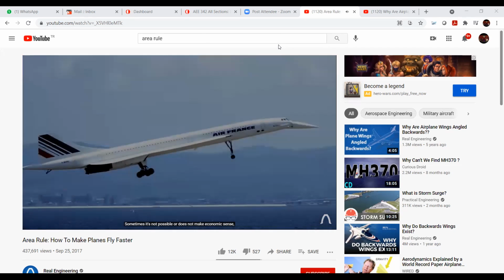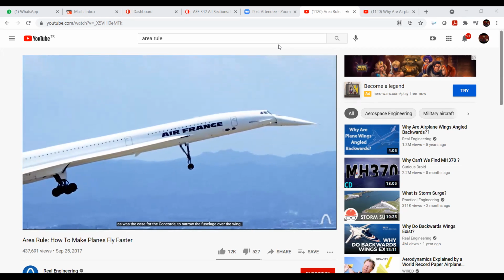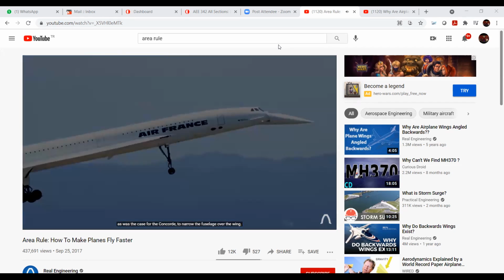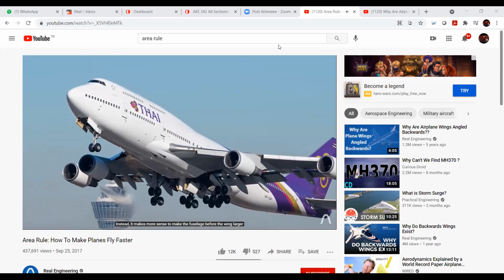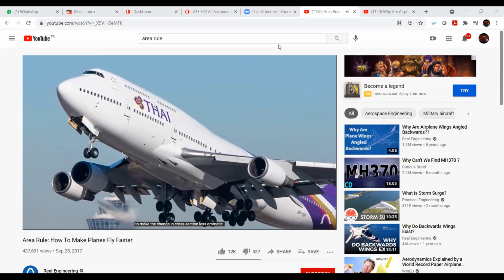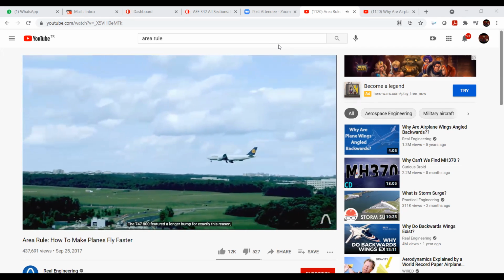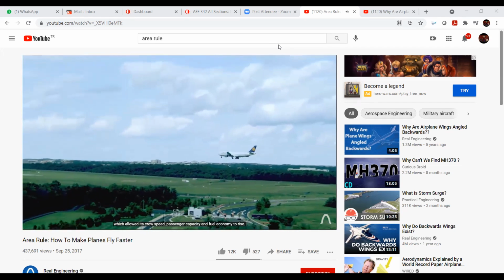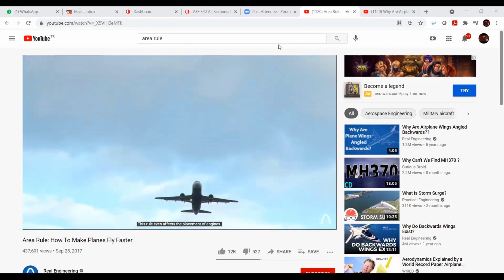Sometimes it's not possible or does not make economic sense, as was the case for the Concorde, to narrow the fuselage over the wing. Instead, it makes more sense to make the fuselage before the wing larger, to make the change in cross-section less dramatic. The 747-8 featured a longer hump for exactly this reason, which allowed its cruise speed, passenger capacity, and fuel economy to rise. This rule even affects the placement of engines.